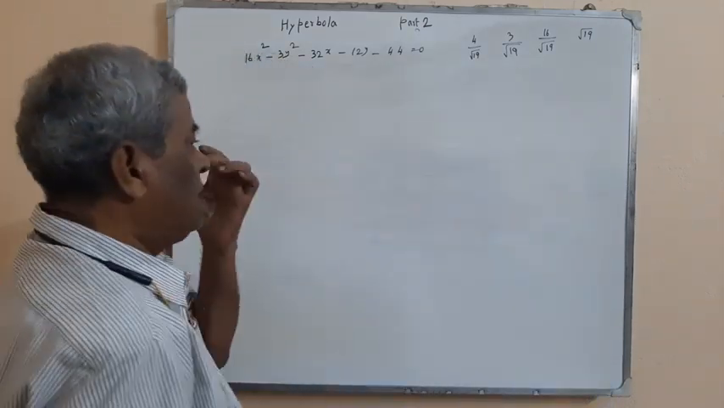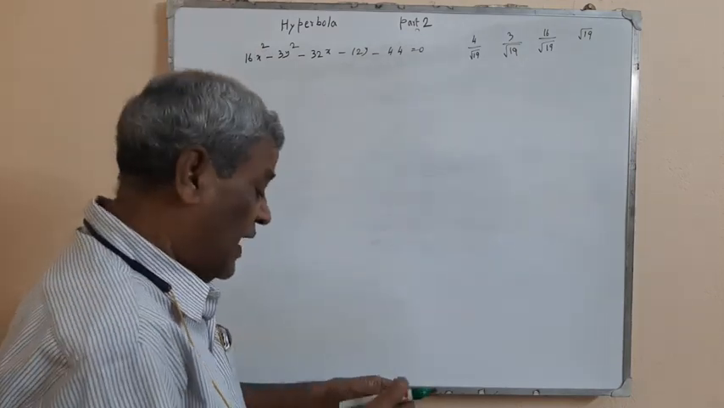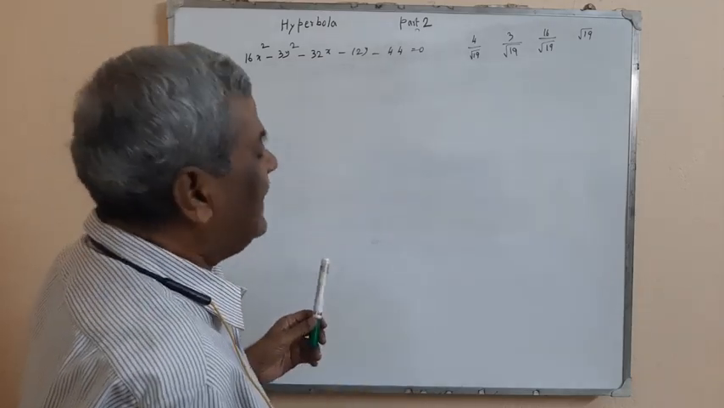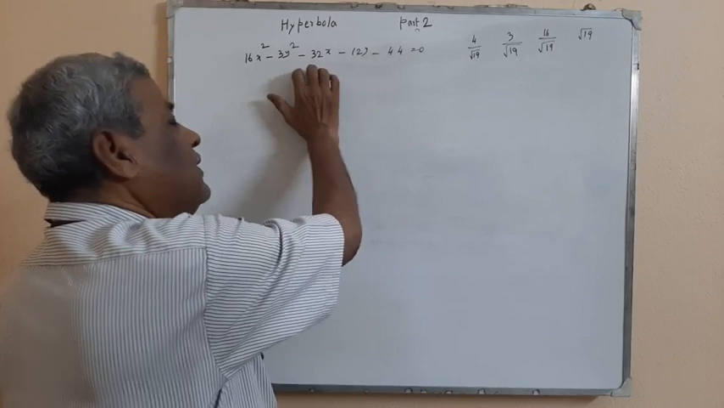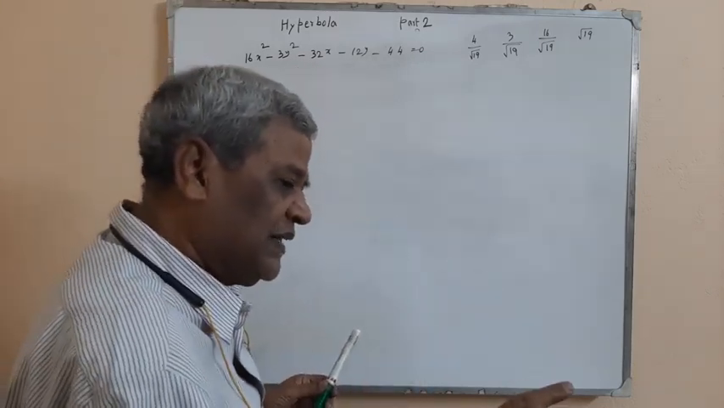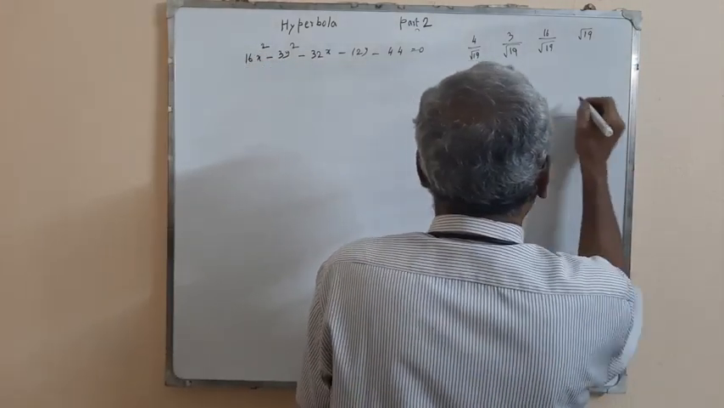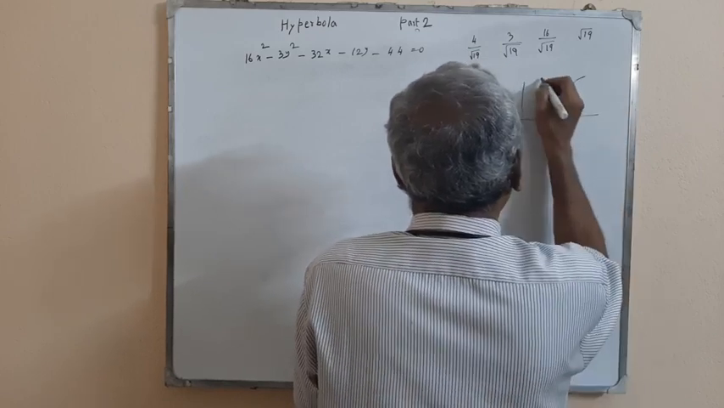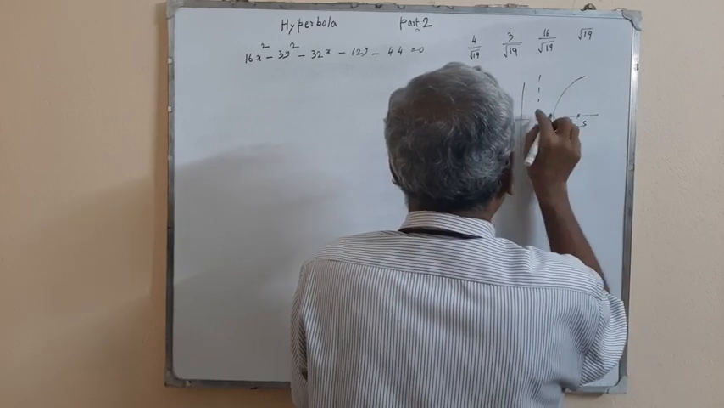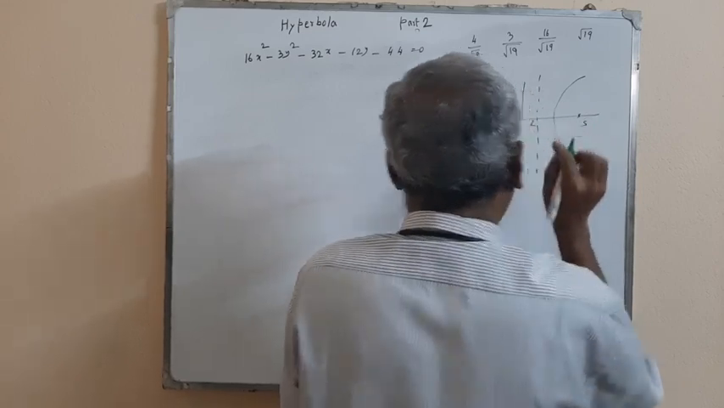Now in this problem, one equation of hyperbola is given, not in standard form. After converting it to standard form, we find the distance between a focus and its corresponding directrix. Suppose this is one branch of the hyperbola, this is a focus and this is the corresponding directrix. So we have to find SZ.